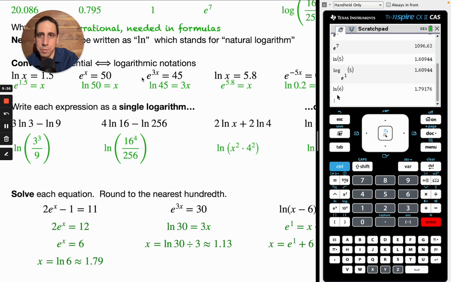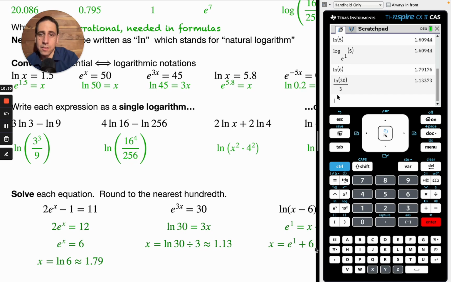convert this, as we did up here, between an exponential equation and a logarithmic equation. Natural log of 30, this is the log base e, is equal to 3x, because the exponent is all by itself, the base is e, and the power is 30. And then, in order to solve for x, we can divide both sides by 3. When you type this in, you can take the natural log of 30, and then outside of the log, you divide it by 3, and you get this.